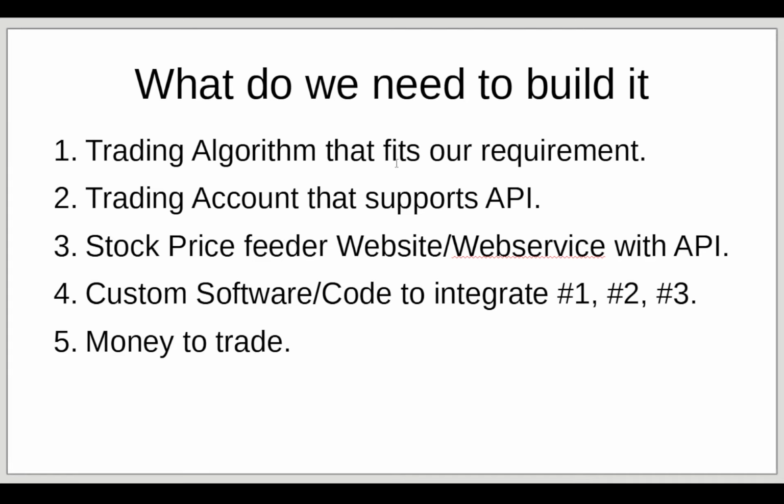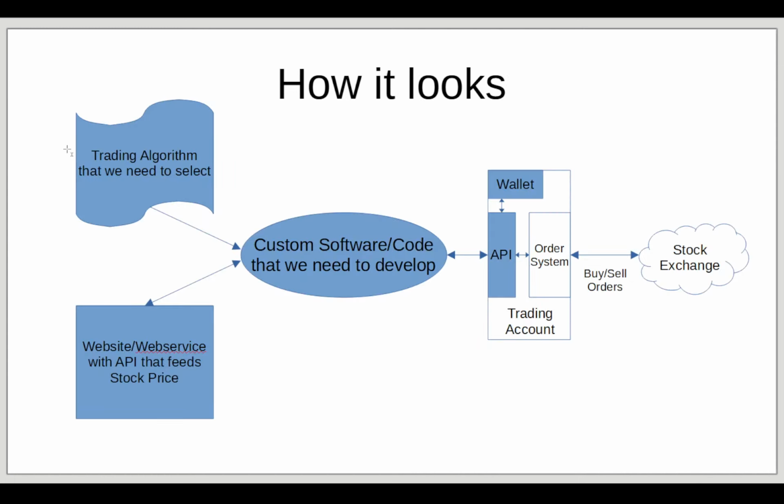Ultimately, the last one that I would need is to trade. I need some money. Without money, I can't trade. So I need to build some capital or money to start executing this trading system after implementing it. So then the next slide will show you how it all looks together once it is implemented.